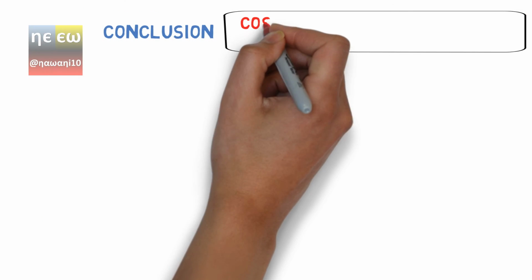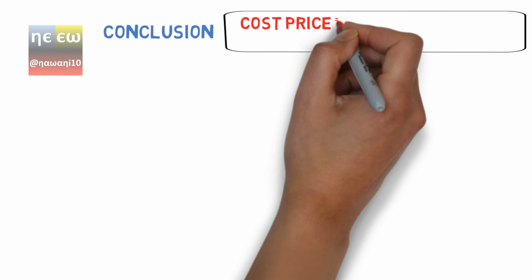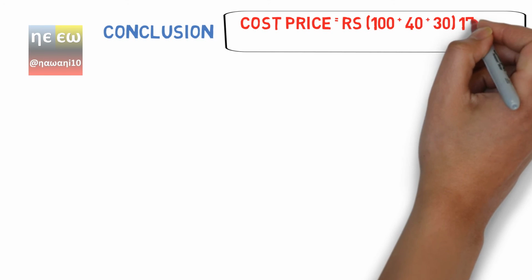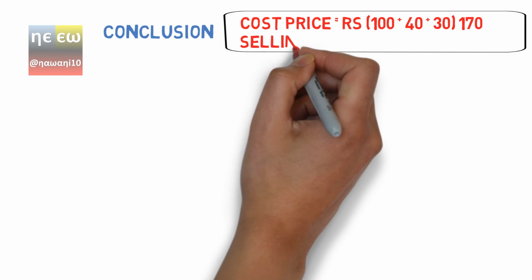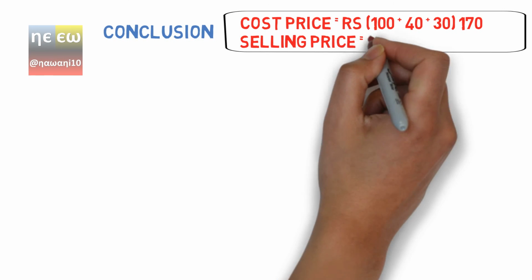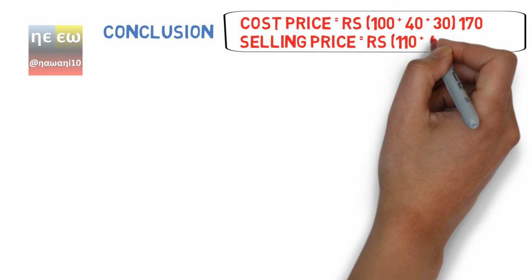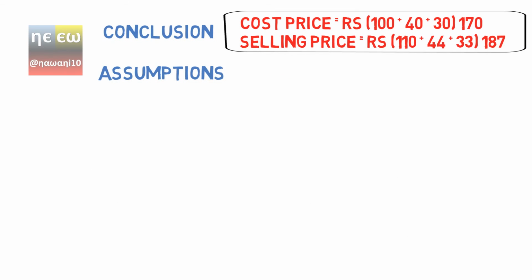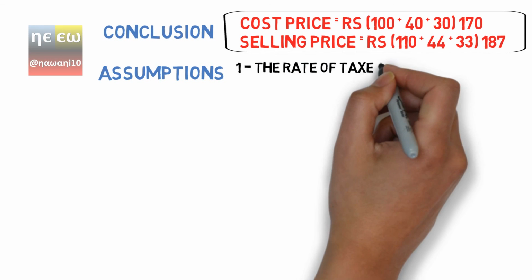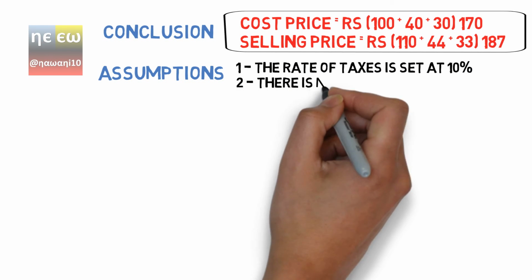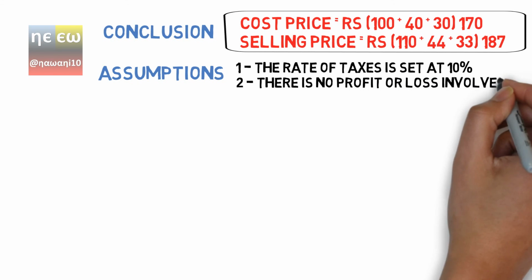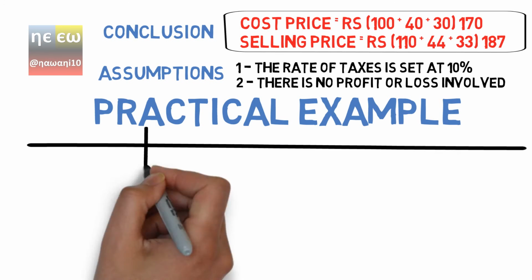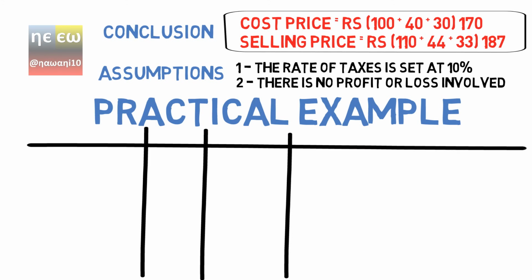Conclusion. Cost price equals rupees 100 plus rupees 40 plus 30 rupees equals rupees 170. Selling price equals rupees 110 plus rupees 44 plus rupees 33 equals rupees 187. Assumptions. 1. The rate of taxes is set at 10%. 2. There is no profit or loss involved. With the following practical example you can understand the whole GST concept.